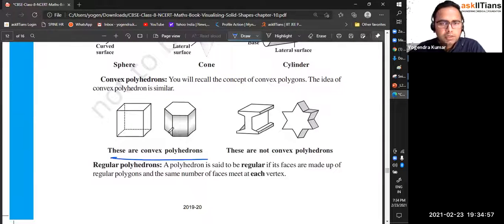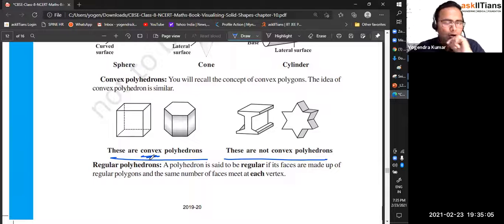So these are the polyhedrons we have. These are not okay. By the way, we need to study convex polyhedrons only. Last class we have seen convex and concave shapes, right? These are concave shape examples, but we are going to study convex polyhedrons only. And these are concave polyhedrons. So we are not going to study these, right?